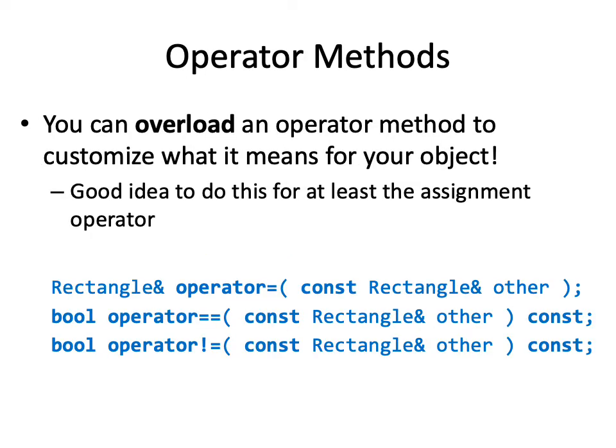Now, another cool thing that you can do in C++ is that you can actually overload operators. So you can choose what the assignment operator means. You can choose what the equality operator means. You can decide what the less than operator and the greater than operator mean. So this is a really cool and really powerful thing that you can do in C++. Sometimes you do it, sometimes you don't. It's good for most classes to do this for at least the assignment operator.